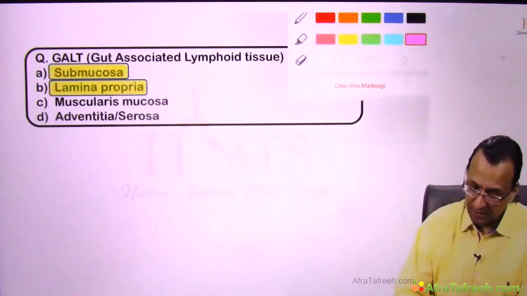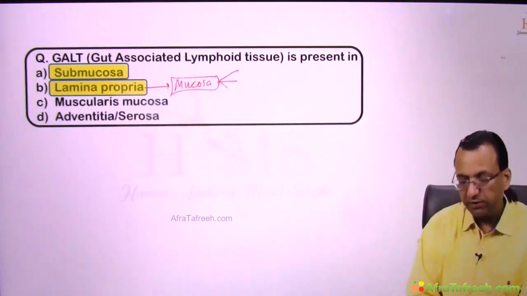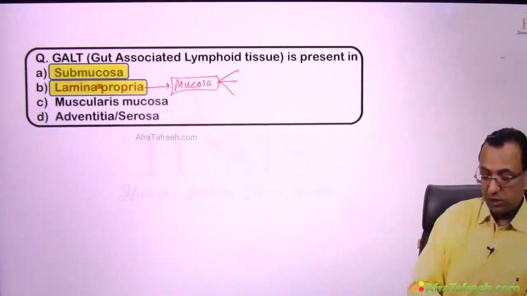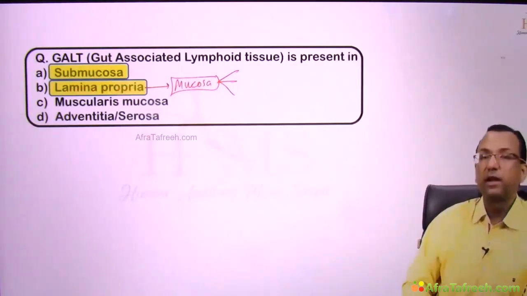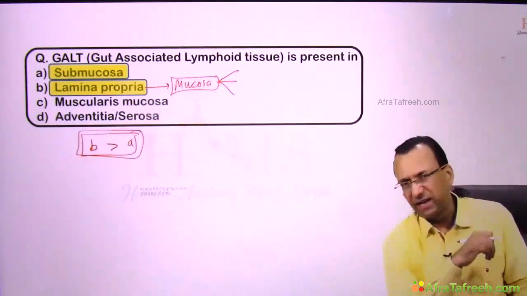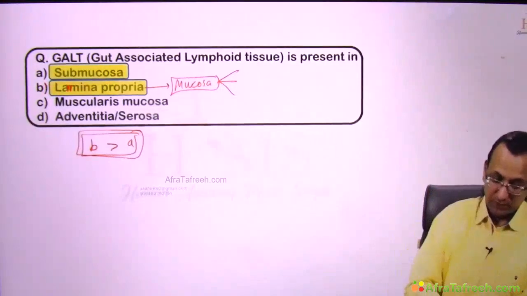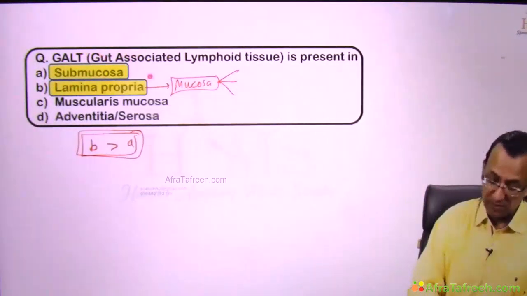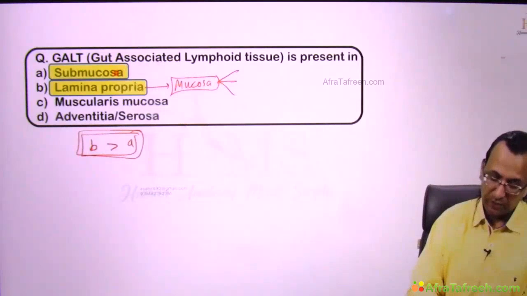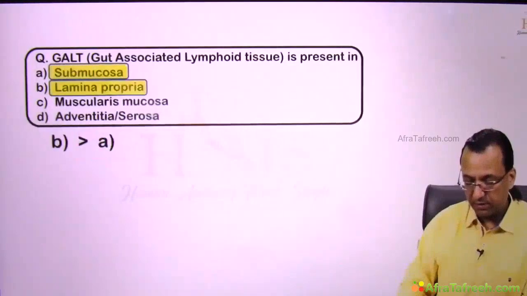Do you remember that lamina propria is a part of mucosa? Mucosa has three components. There is epithelium, this is subepithelial connective tissue, lamina propria. So, which is the better answer? Actually, B is better than A. Why would you say B is better than A? B is a better answer than A because this is mucosa associated lymphoid tissue. It must be in the mucosa, lamina propria. Sometimes it may enter submucosa. Mostly it is in the mucosa. So B is better than A.